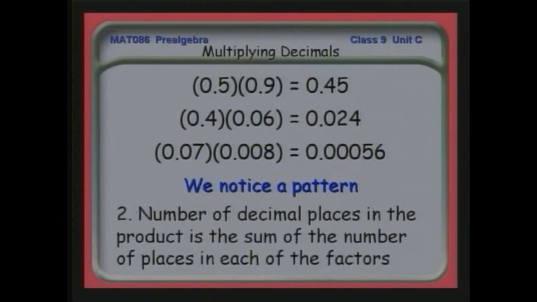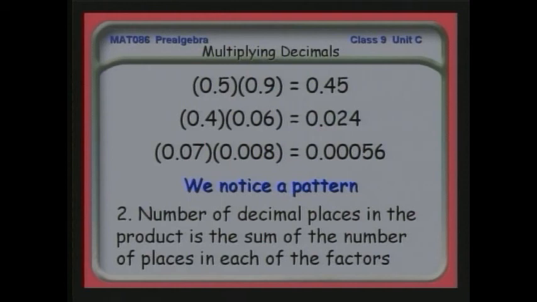When I start looking at the number of decimal places in each factor and then the decimal places in the product, what I see is that I can count the decimal places in the factors, and that's equivalent to the decimal places in the product. For example, there's one decimal place in the 5, one in the 9, and I see that there are two decimal places in the product, 0.45.